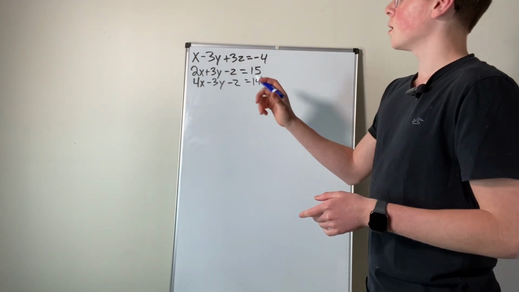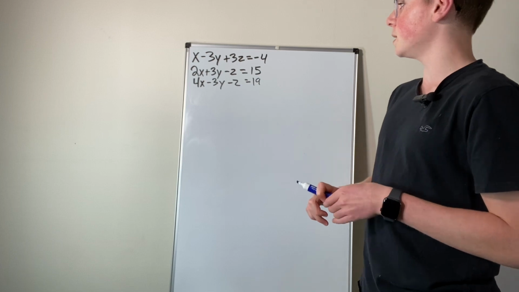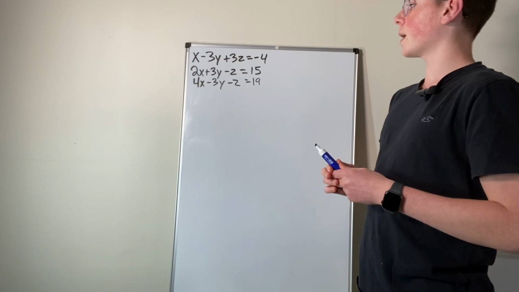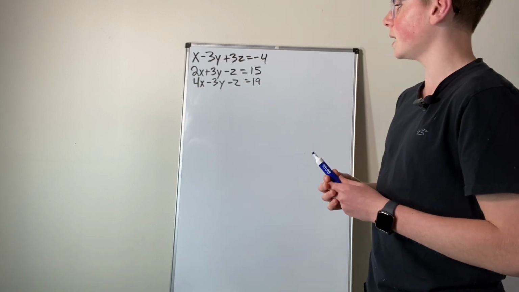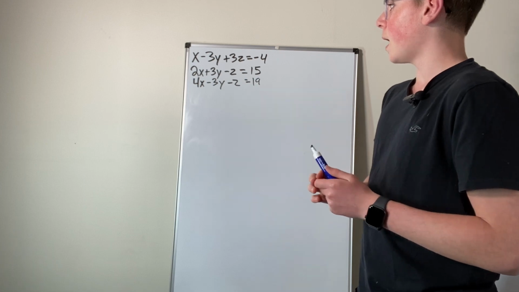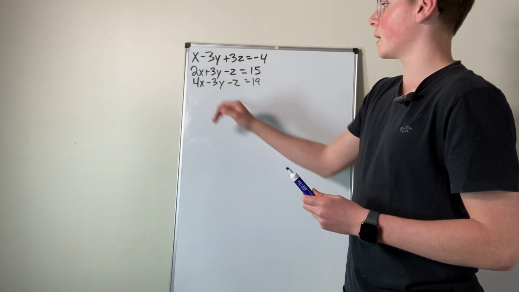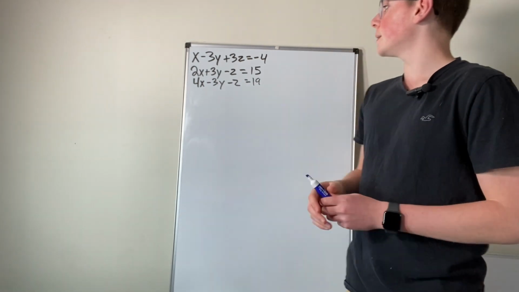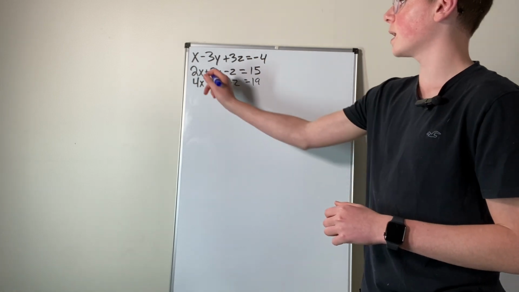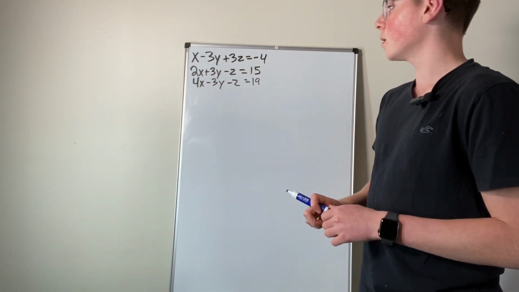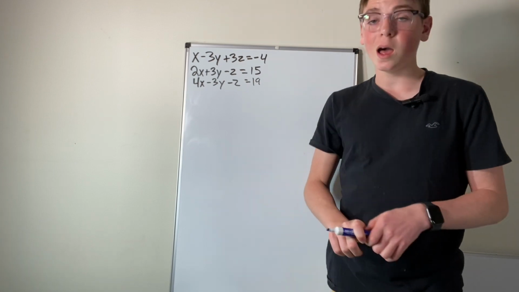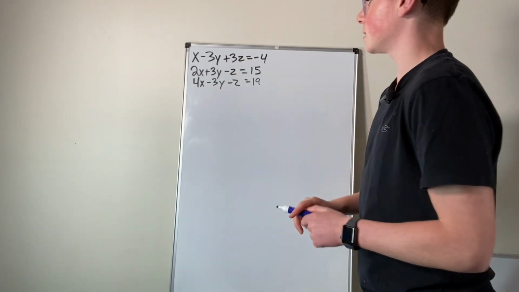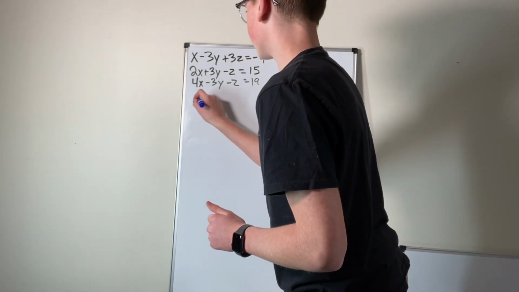So our equations are x minus 3y plus 3z equals negative 4, 2x plus 3y minus z equals 15, 4x minus 3y minus z equals 19. Well, I see automatically we have a 3y in each of these equations, so we could cancel any of them, right? So I'm going to cancel these bottom two equations because they have a 3y and a z in common, which is going to make it, well, they're opposite sides, so it's not even going to work too well to our advantage.